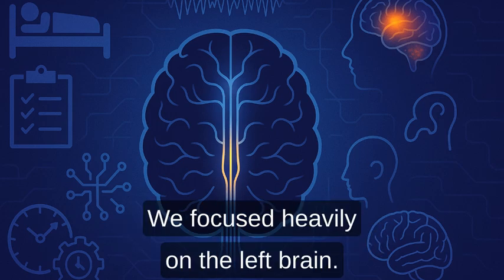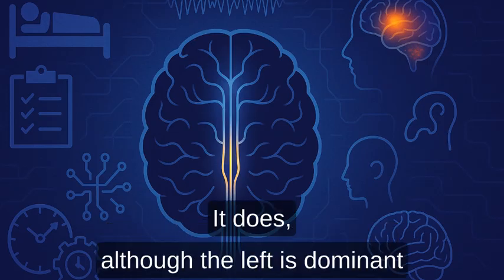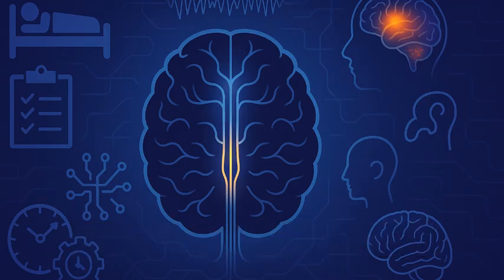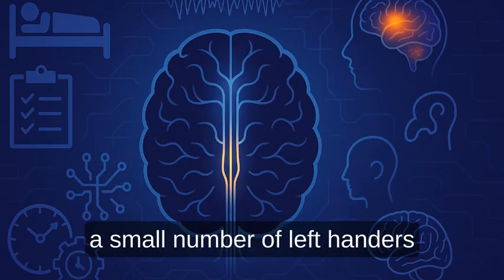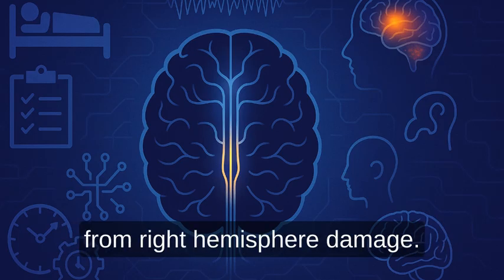We focused heavily on the left brain. Does the right hemisphere do anything for language? It does, although the left is dominant for core functions in most people. A small number of left-handers, and very rarely right-handers, crossed aphasia, can have aphasia from right hemisphere damage.